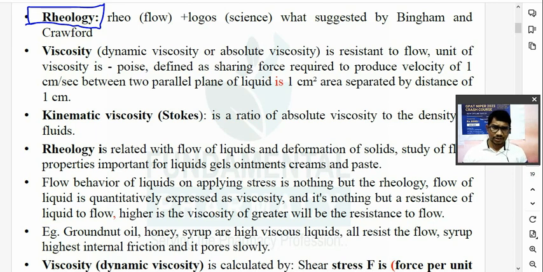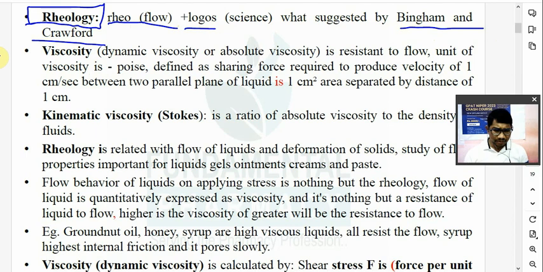Now rheology is the study of flow. Rheology is derived from two words. The first one is rheo. Rheo means flow. It is a Greek word. Then logos. Logos is also a Greek word, meaning science. So it is a study. Simply, rheology is nothing but the study of flow, or science of flow, of material or body. Now this term rheology was suggested by Bingham and Crawford. Rheo means flow and logos means science. So rheology is nothing but the study of flow of body.